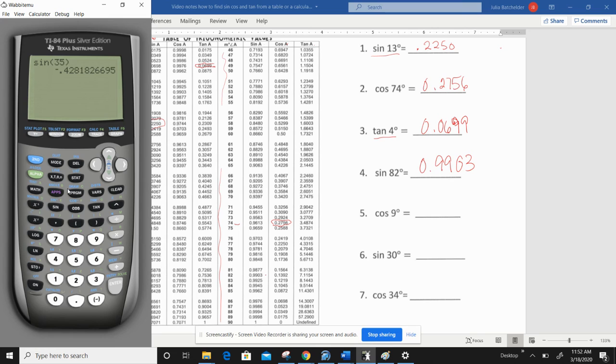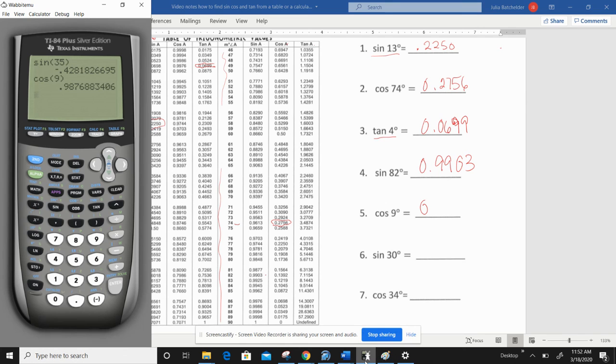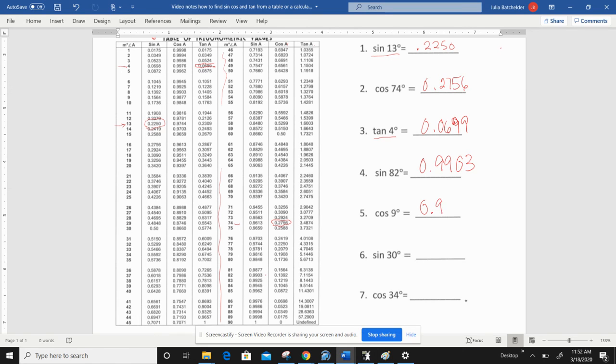If I want the cosine of 9 degrees, I push cosine and then I put in 9 for degrees, just like the other calculator, and it's going to give us 0.9877. So again, on your phone, it might be that you type in 30 and hit sine.